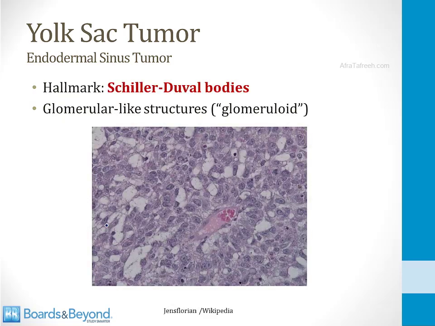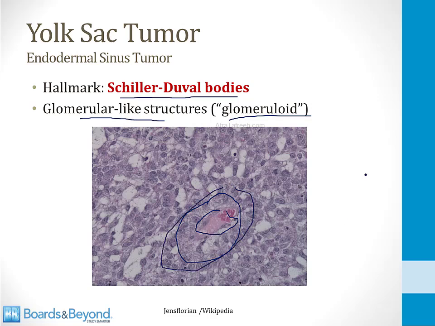There's a classic pathologic finding in yolk sac tumors called a Schiller-Duval body. It's a blood vessel like this pink thing in the middle of the screen here, surrounded by cancer cells on the outside. If that is seen, it is pathognomonic for a yolk sac tumor. These structures are described as glomerular-like or glomeruloid because they have some similarities to the glomerulus. But the main thing to remember is when you see a blood vessel surrounded by cells like this, they're showing you a Schiller-Duval body in a yolk sac tumor.